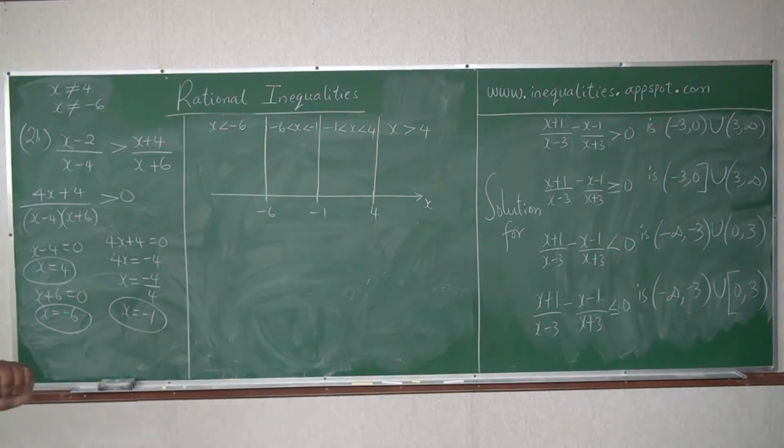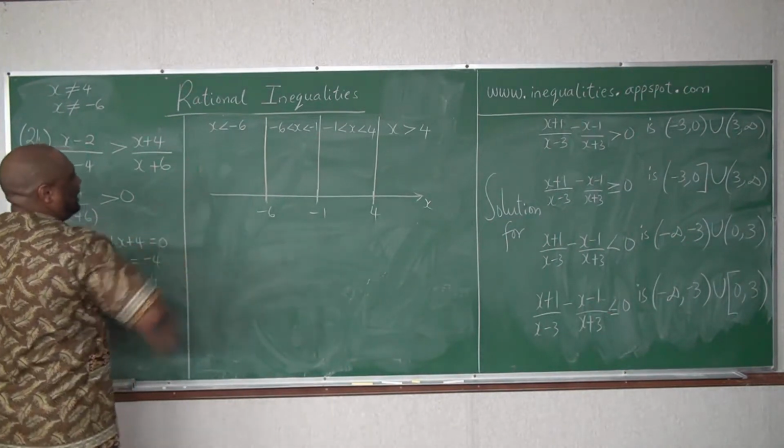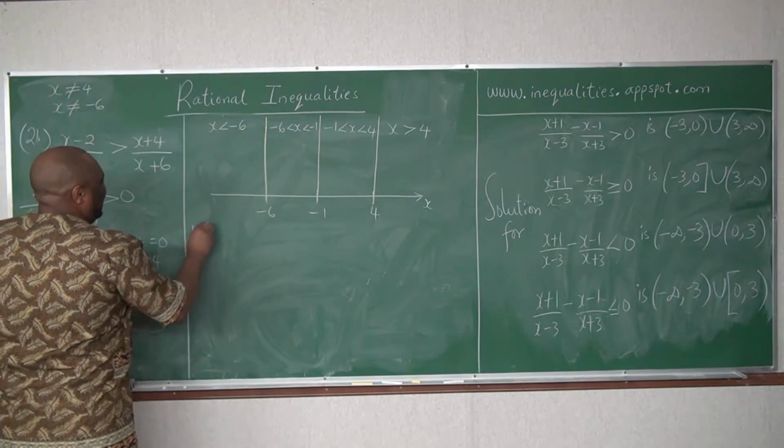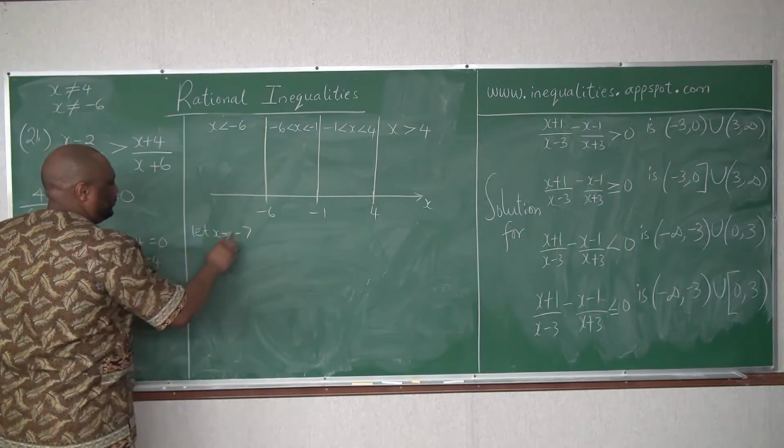Alright, we now begin to test each point on each interval. We choose a point to test on each interval. So we start with x less than negative 6. We can say let x be negative 7.